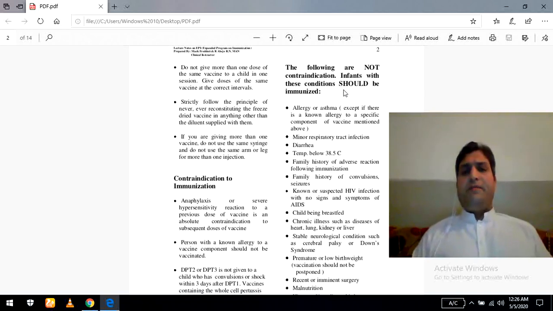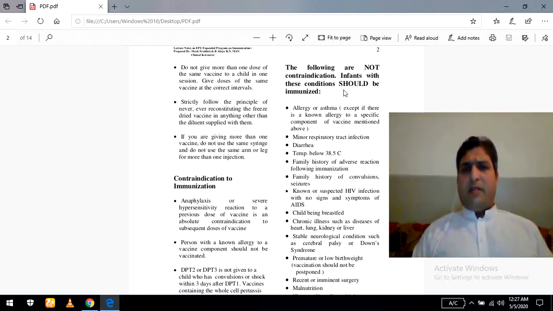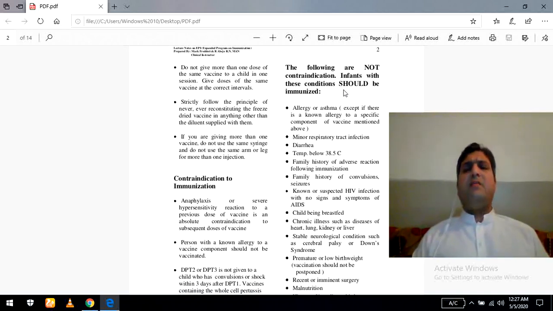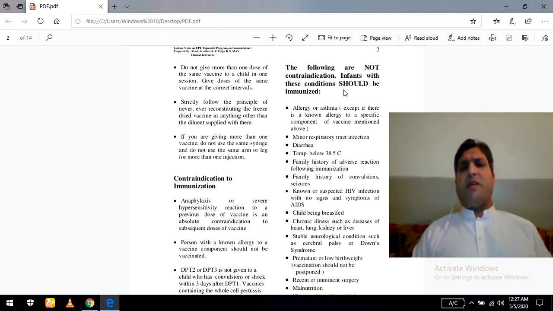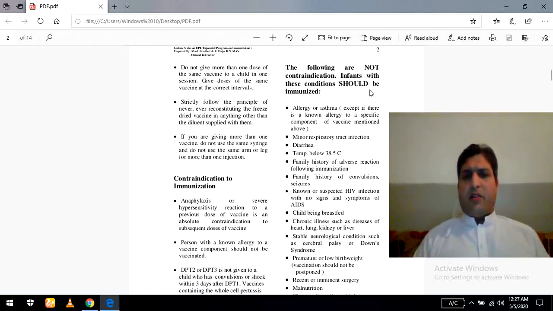So the first condition: if someone is suffering from a general allergic response, a minor allergy, or asthma, and if the reason for the asthma is clear, so if the person is asthmatic or has a minor allergic response or minor asthmatic response, the EPI program should be followed. The schedule of the EPI program in the case of children should be followed. And especially if there is a minor respiratory problem.